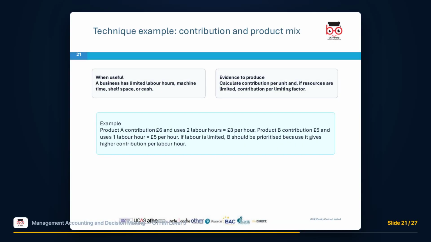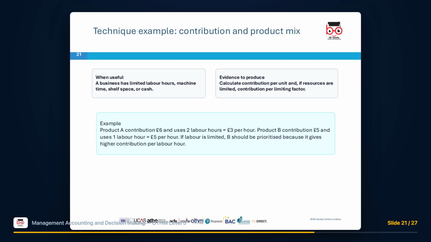Contribution and product mix. This is useful when a business has limited labour hours, machine time, shelf space, or cash. Calculate contribution per unit, and where a resource is limited, contribution per limiting factor. For example, Product A gives £6 of contribution using 2 labour hours, that's £3 per hour, while Product B gives £5 using 1 hour, £5 per hour.